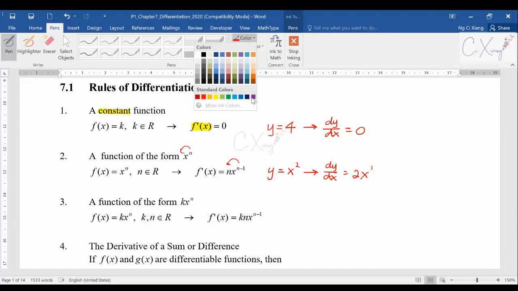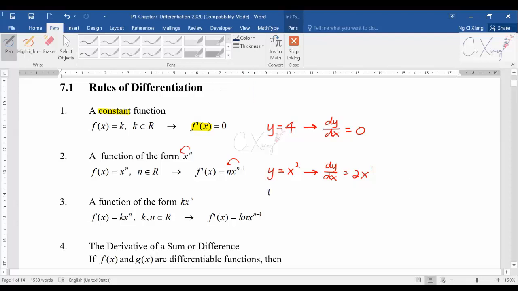How about if they want you to find the differentiation for y equals 1 over square root x? Please take note that you cannot differentiate top and bottom separately. Some students will tell me, teacher, on top of the fraction I got 1, so I get a 0, and then at the bottom I differentiate the square root x. You cannot differentiate separately for any fraction like this.